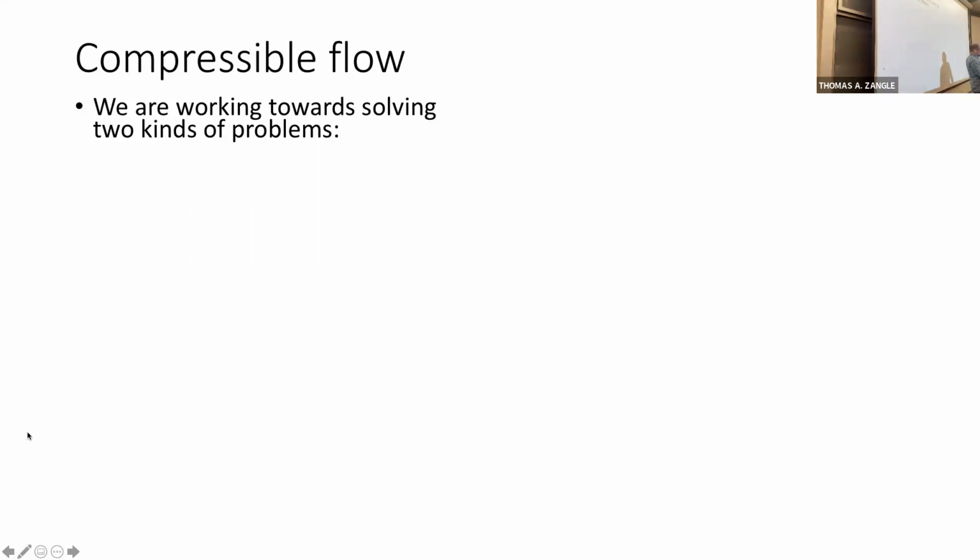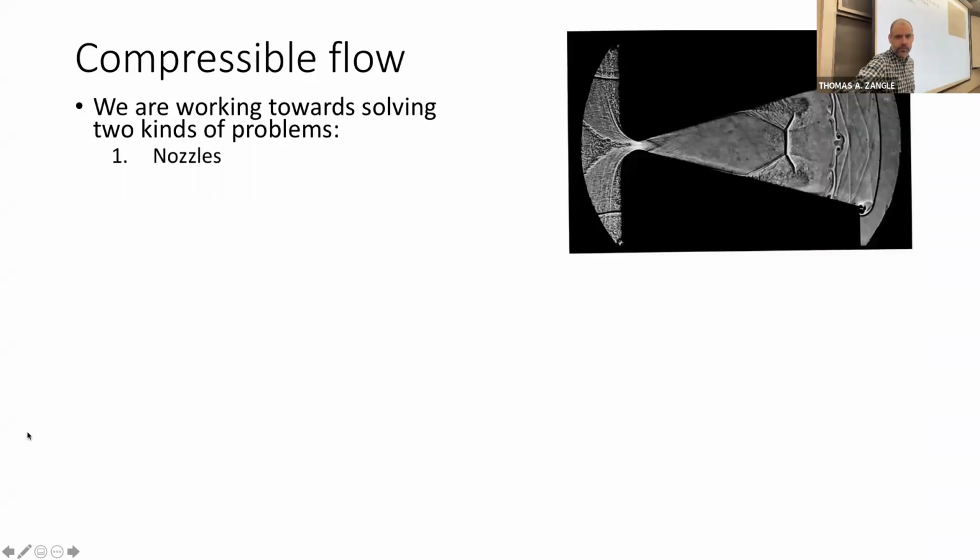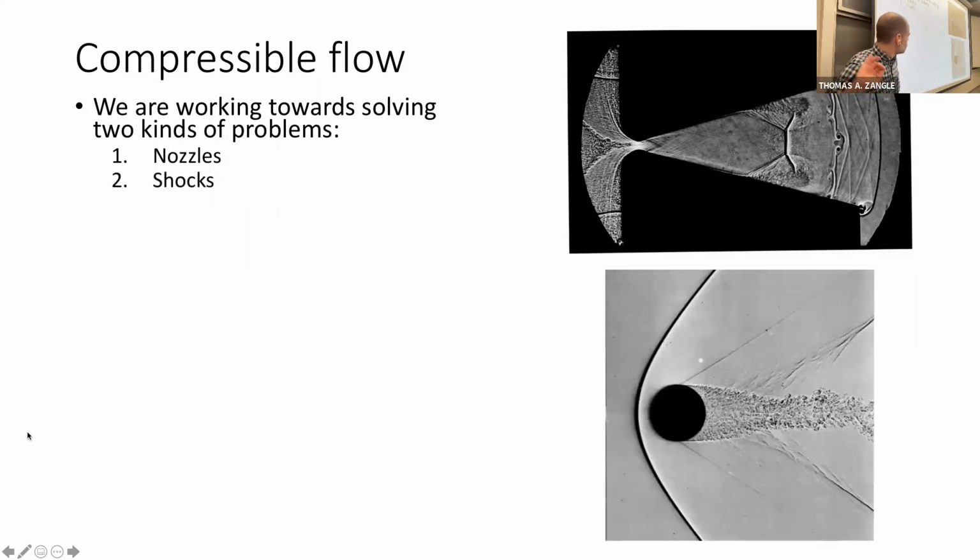Today we're continuing our discussion of compressible flow. This is the last chapter that we have to cover, and in today's class we're going to learn how to solve an important type of problem in compressible flow, which you're then going to see on the homework, which I expect most of you are going to be doing next week. We're working towards solving two kinds of problems in compressible flow. The first of these are what are often called nozzle problems, and the second is what's often called a shock problem.